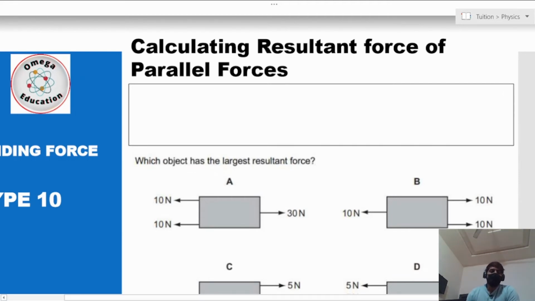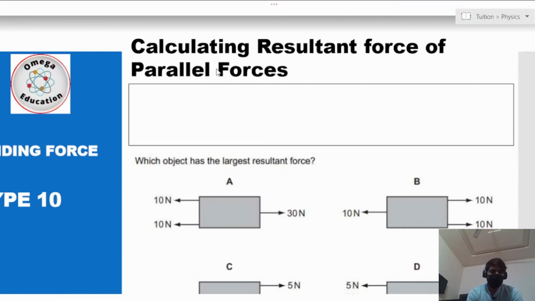Alright, so the next case, number 10, is to find the resultant force of parallel forces. Parallel forces means the forces that are along the same axis, along the same line. These two directions never intersect. They can be in the same direction, they can be in opposite directions.